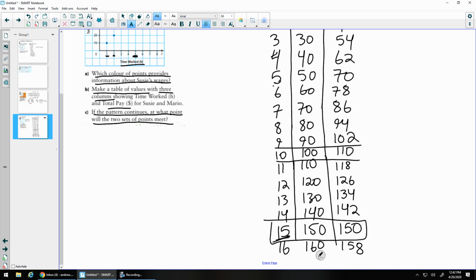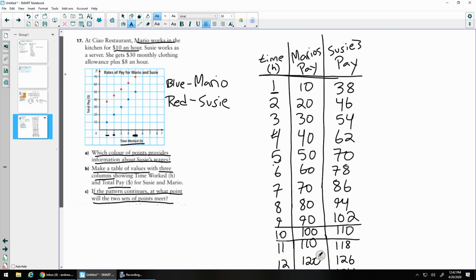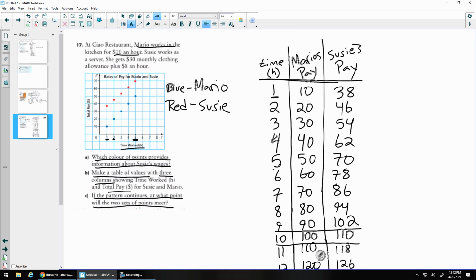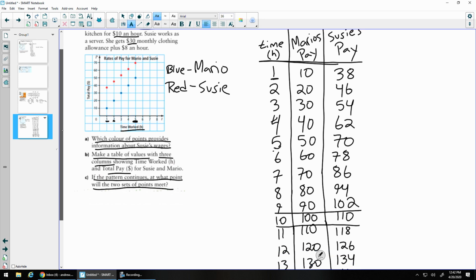So even though Susie starts off making quite a bit more at the beginning of the month, realistically, since she's only getting that $30 once a month, they could easily be working more than 15 hours per month, and it would actually pay more to have Mario's job than to have Susie's job.